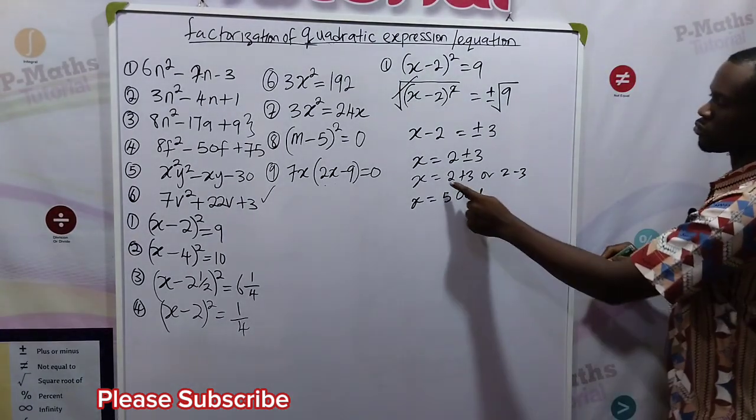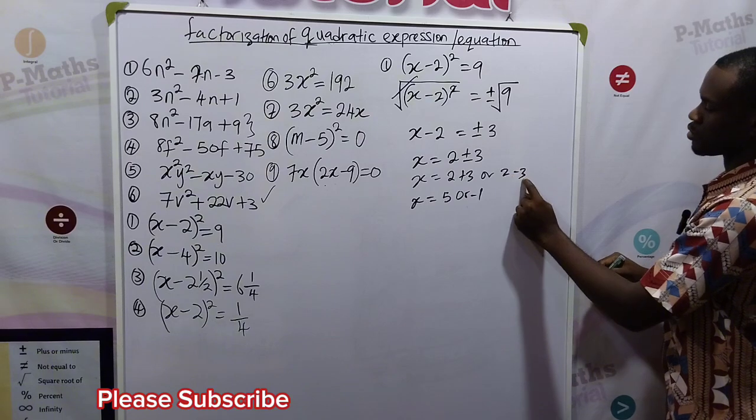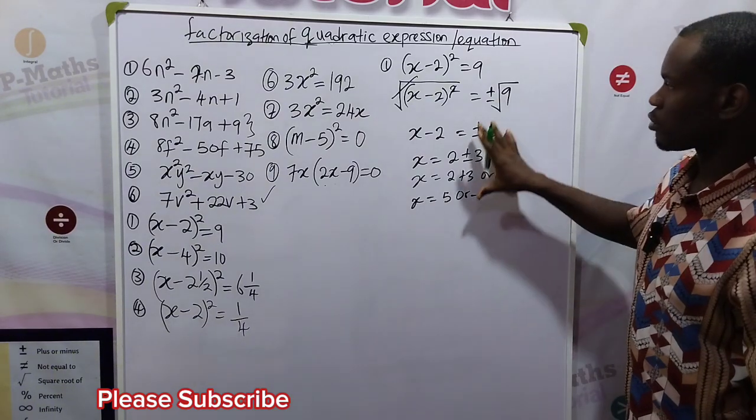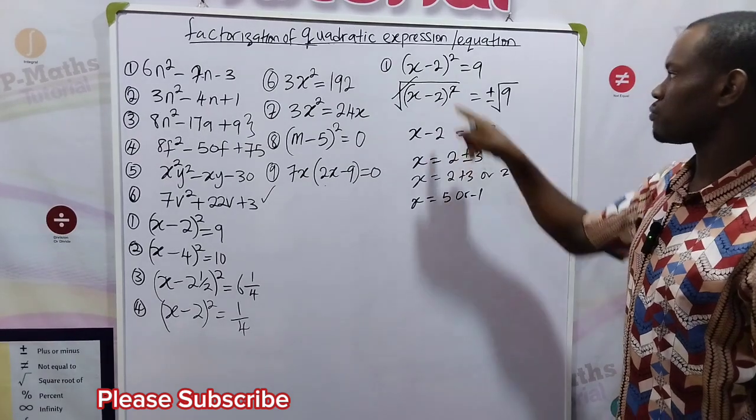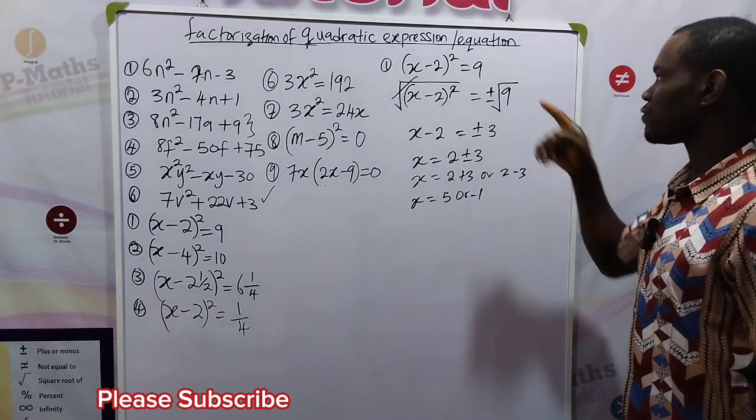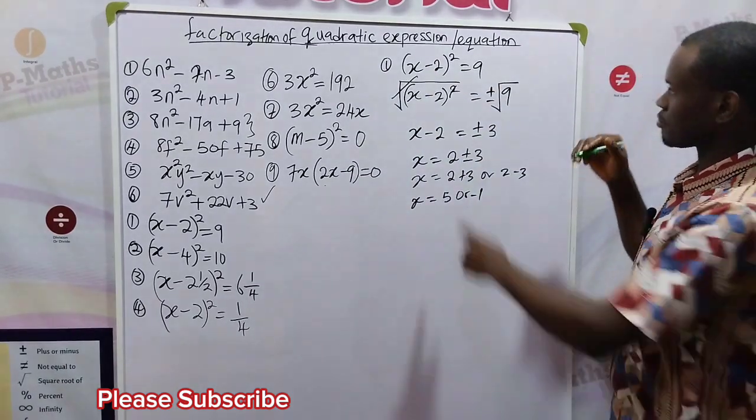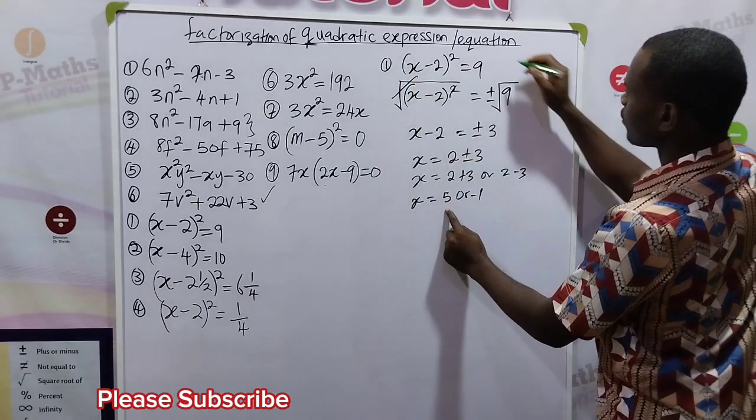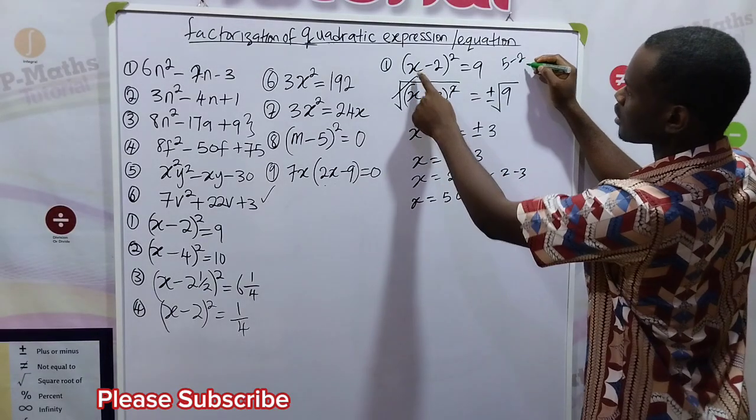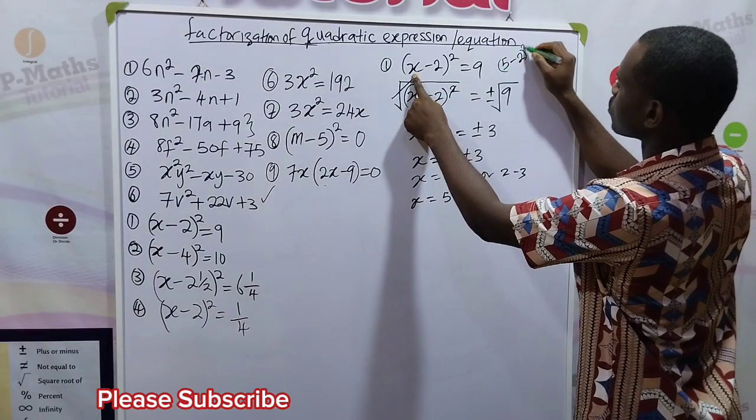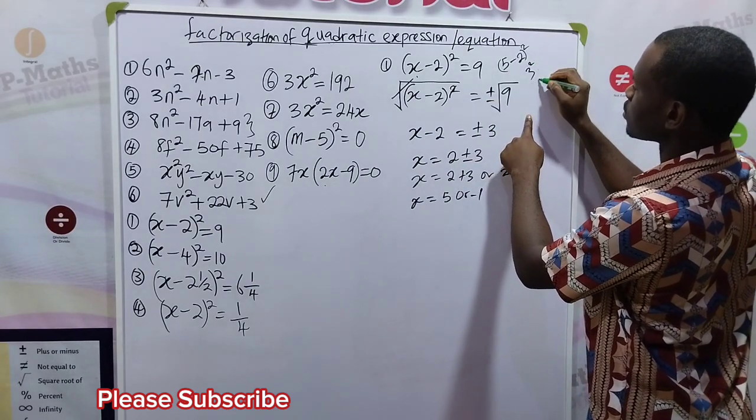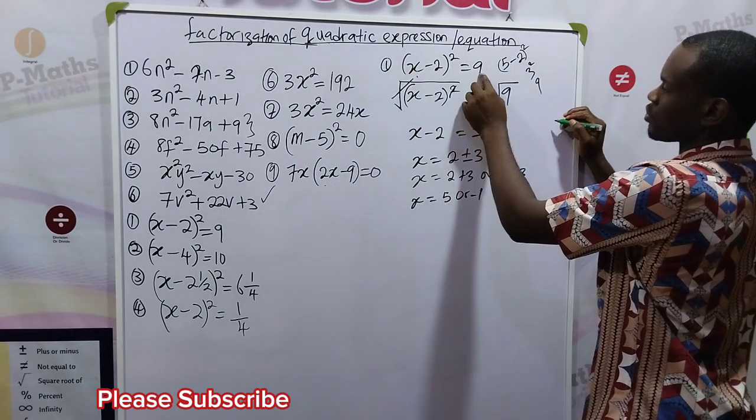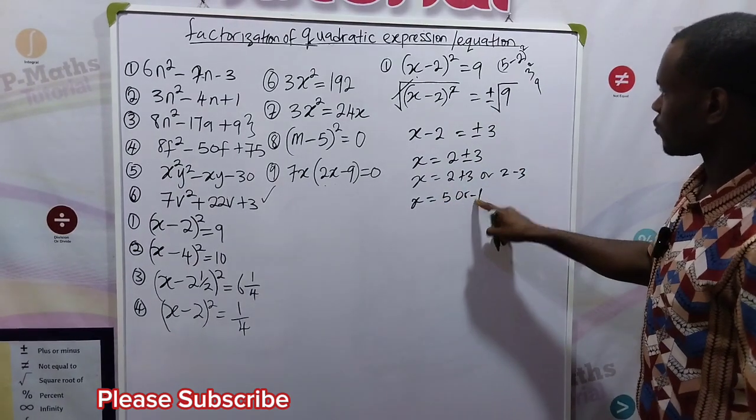Or minus 1. 2 plus 3, 5. 2 minus 3, minus 1. So that becomes the solution. You can try. Use x as 5 and put in this solution and see if you are getting 9. Can we try this? So if x is 5, we'll have 5 minus 2, that is putting x here, raised to the power of 2. 5 minus 2 is 3. Now 3 squared is 9. So the left hand side is giving us 9. Let's try that with a negative 1.